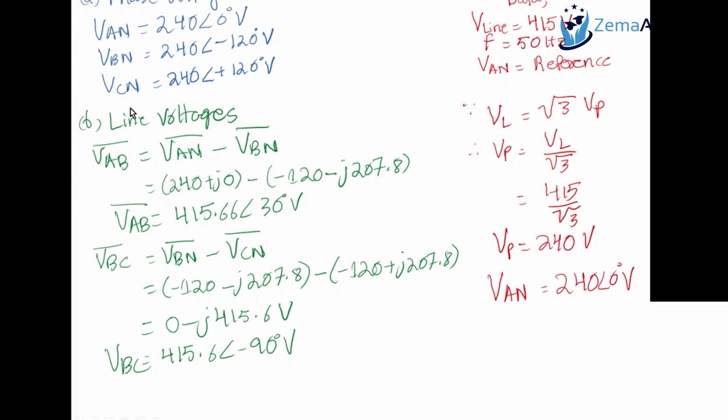So the first part is the phase voltages. VAN is 240 angle of 0 degree volts. Where this 0 degree comes from, it was instructed in the example question. So you will always have a question telling you which one is the reference point. It is very important because the magnitudes for all three phase voltages remain the same. It's the angles that change.